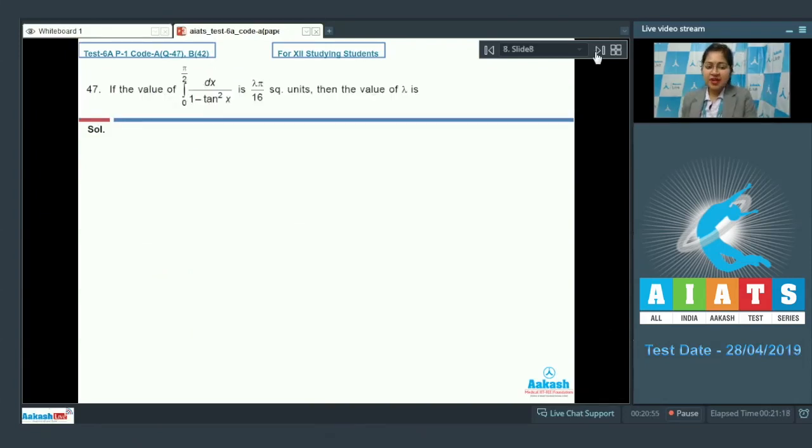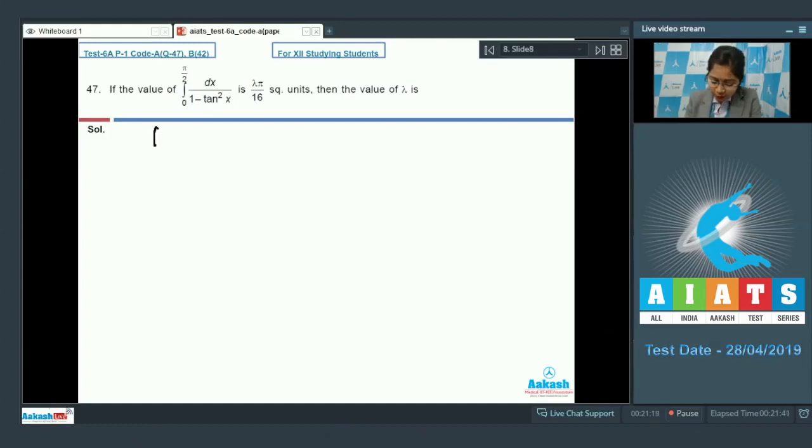Next is question number 47, which says that if the value of the integral from 0 to pi by 2 of dx upon 1 minus tan square x is lambda pi upon 16 square units, then we have to find the value of lambda. So students, it can be observed here that the graph is discontinuous at x equal to pi by 4. So we have to break the function at x equal to pi by 4.